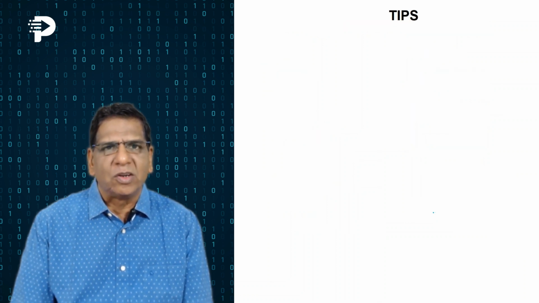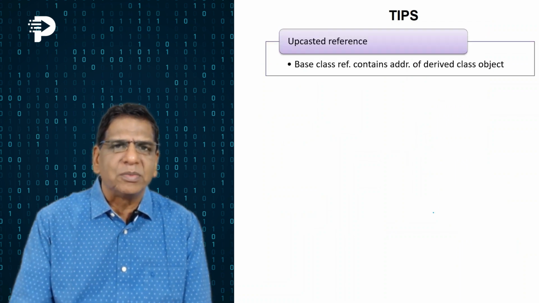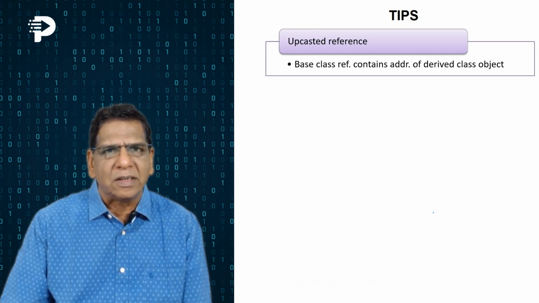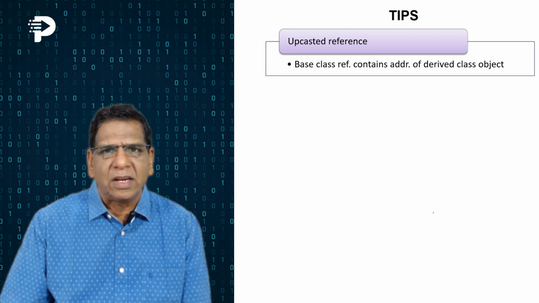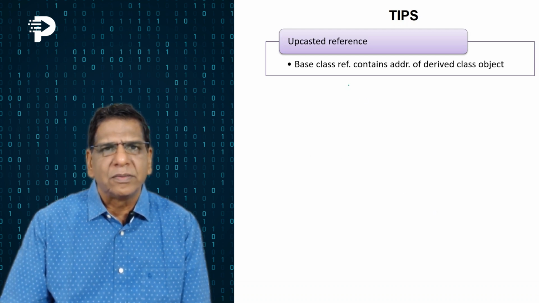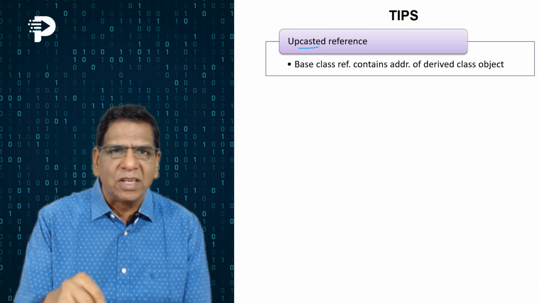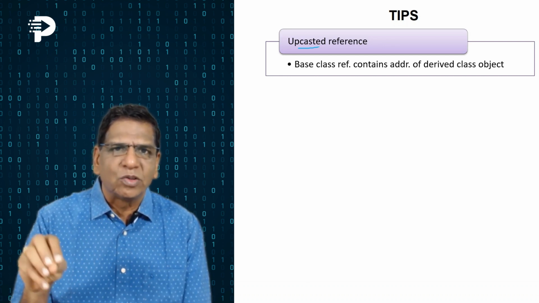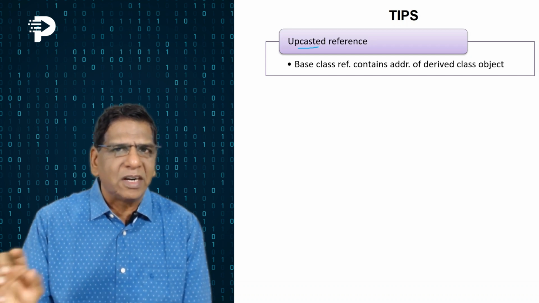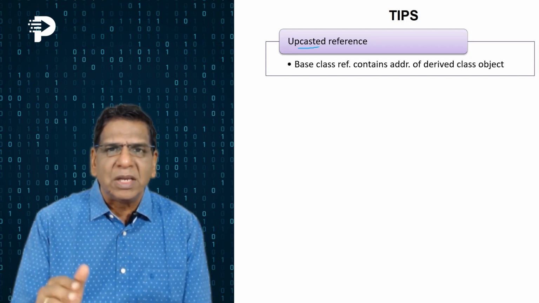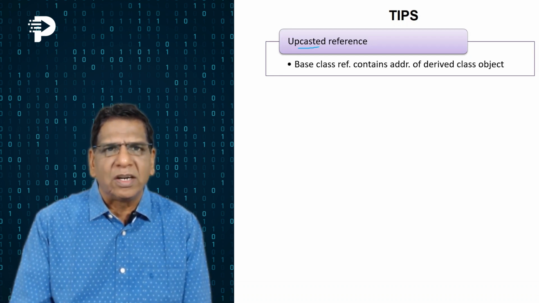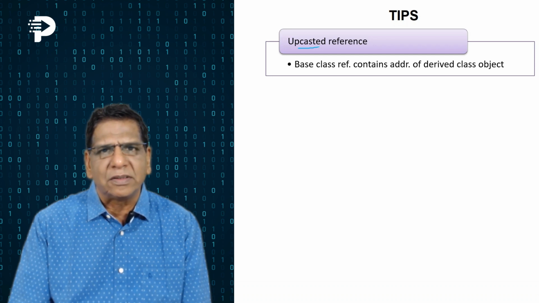Few tips about it are in order. First is that whenever you store the address of the derived class object into a reference to the base class, that process is known as upcasting. And the reference is known as an upcasted reference. So the array that we created was really an array of upcasted references. In the shape references, we were trying to store addresses of circle objects and addresses of rectangle objects, making them upcasted references. And since there were many of them, we can call it an array of upcasted references.